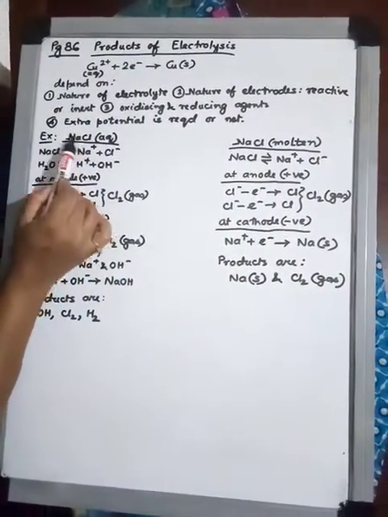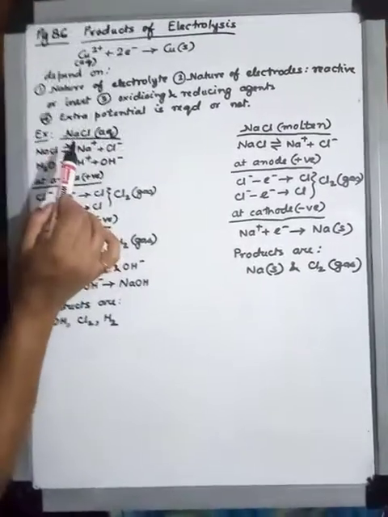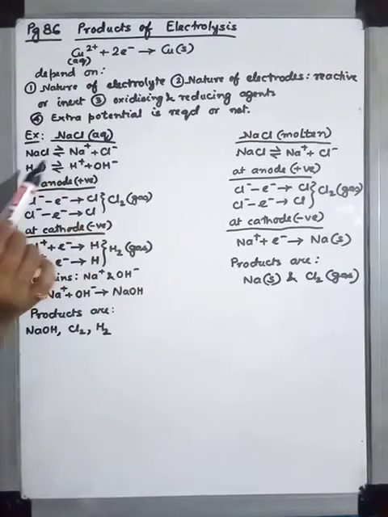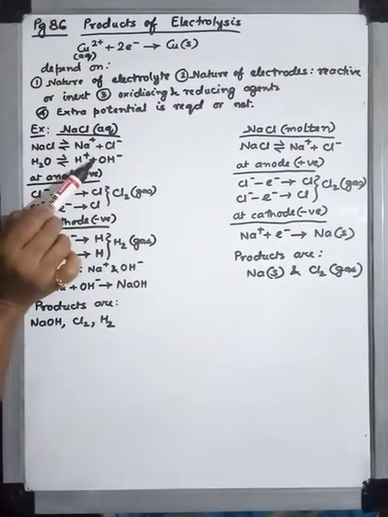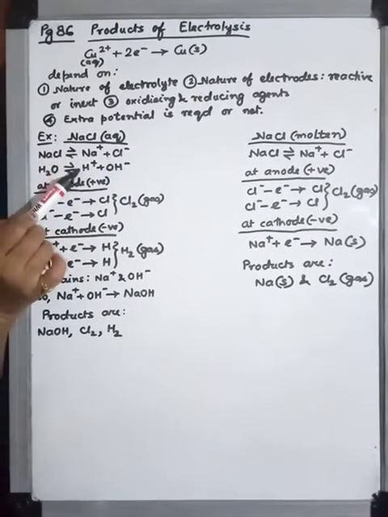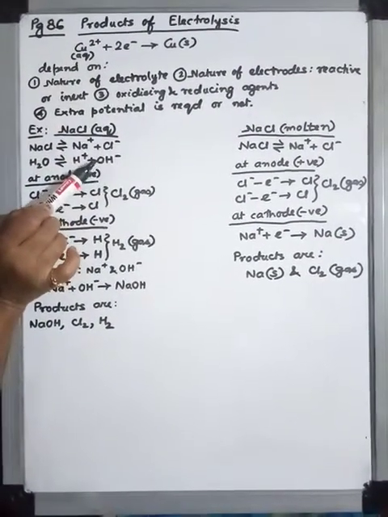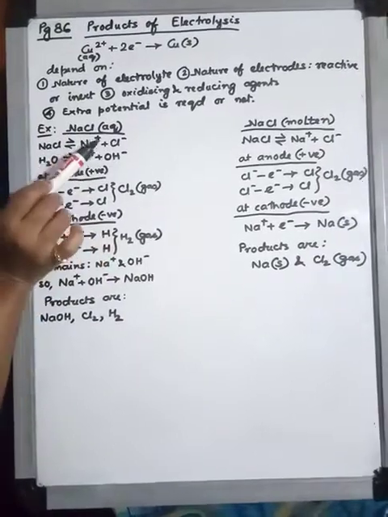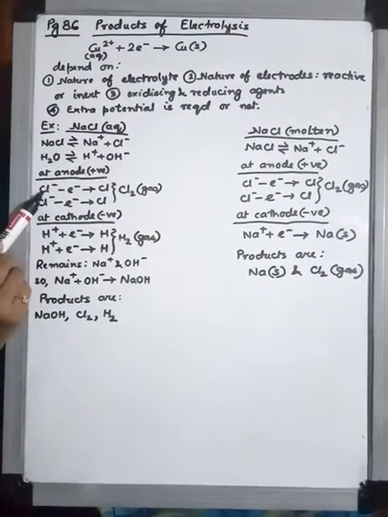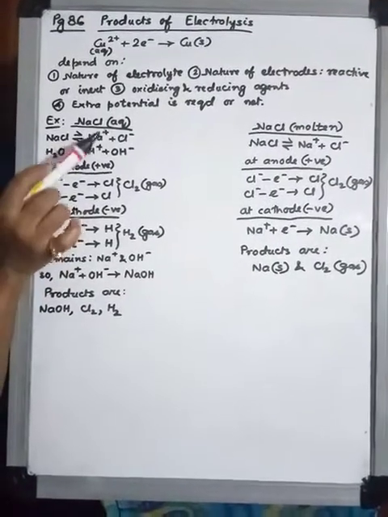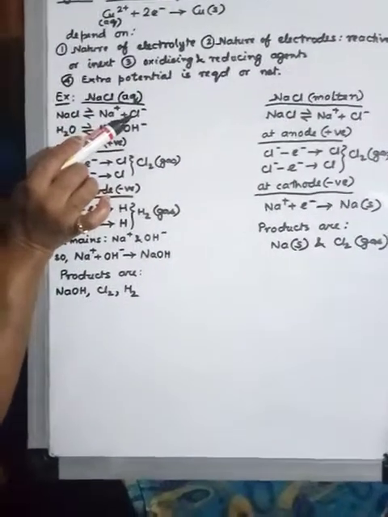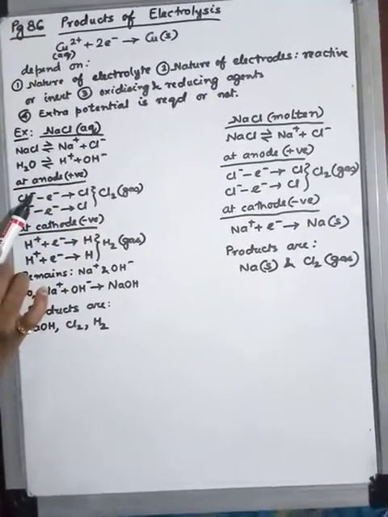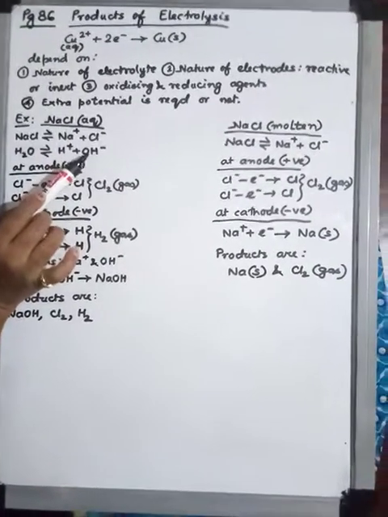Now, if we take aqueous sodium chloride, then there are two things in the solution, NaCl and water. NaCl will break up into Na+ and Cl-, and water will also break up into H+ and OH-. So that means we have two cations and two anions competing to go either towards the anode or towards the cathode. Now let us see who wins. If we see Cl- and OH-, it is Cl- which wins to go towards the anode. What is the reason for this? Cl- is the smaller anion as compared to OH-. So Cl- will reach there, and OH- will remain back in the solution.